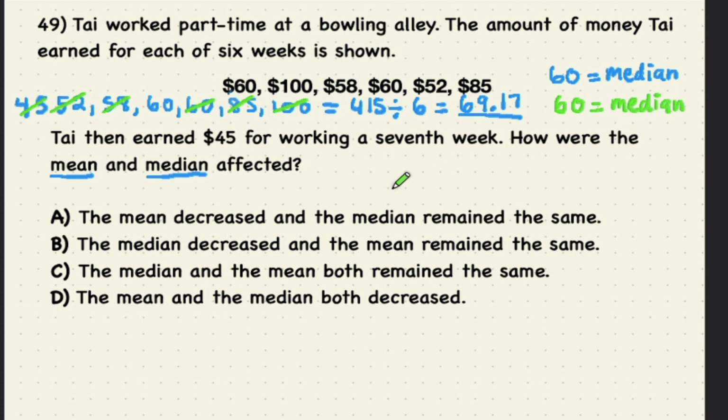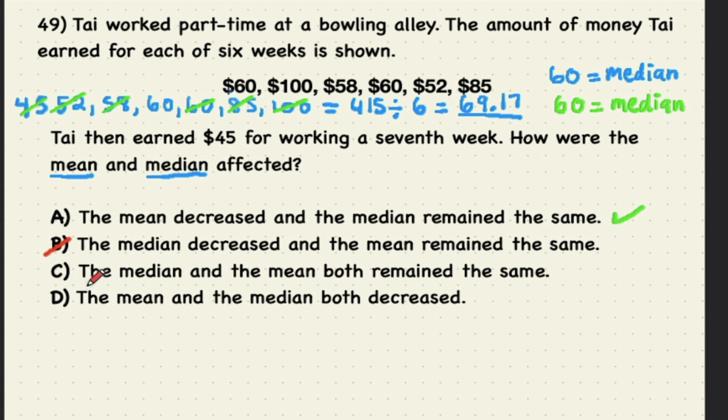Okay, so let's go ahead and stop right here for a moment and take a look at the answer choices to see what we can eliminate. So the median remained the same. So let's see which one actually says that. So, the mean decreased and the median remained the same. So far we know this checks out. The median decreased, so we know that this is not going to be correct because remember, the median did remain the same, so we can eliminate that.